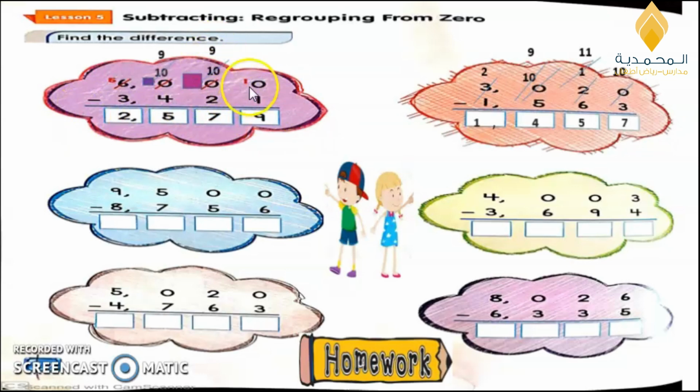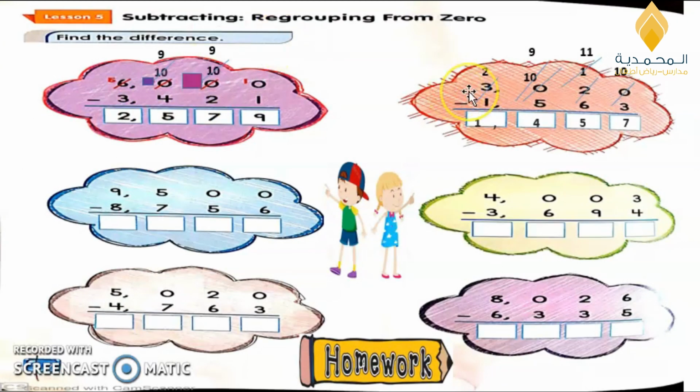Now 9 minus 2 equals, excellent, 7. 9 minus 4 equals 5. 5 minus 3, good job, 2. So the answer is, can you read it? Excellent, 2,579. Let's do the next one.